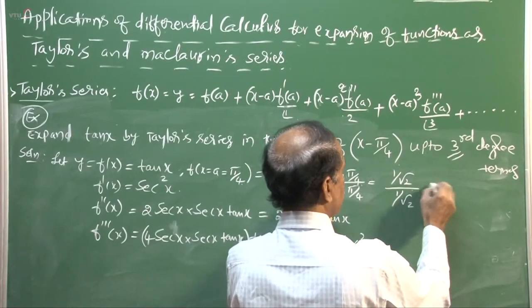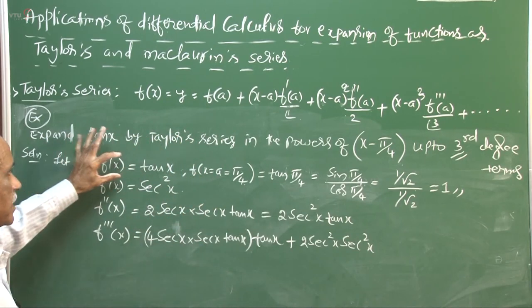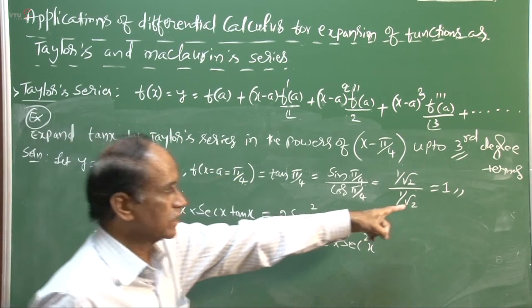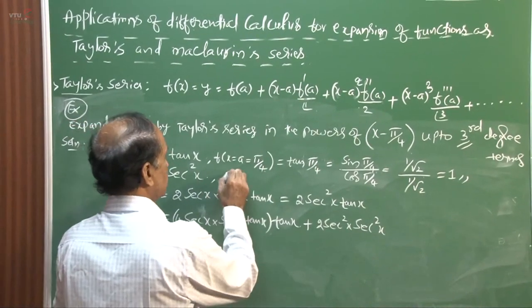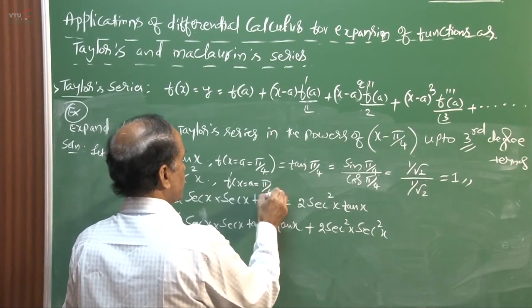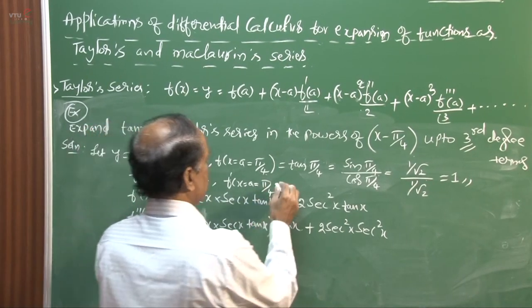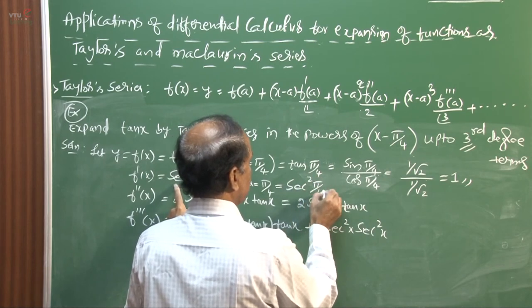That is 1 by root 2. The answer is plus 1. That means tan 45 is always unity. That means that is equal to 1. Then f dash of x at x equal to a, that is pi by 4, is equal to secant square pi by 4.